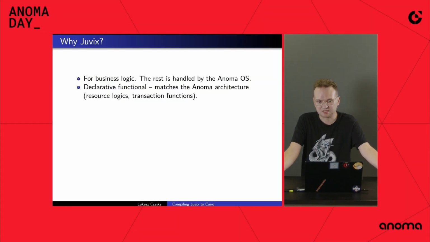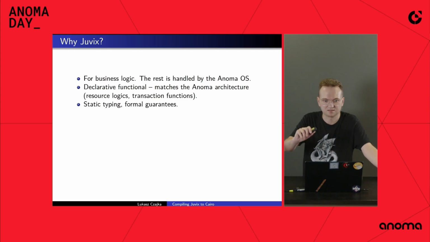Okay, and the idea with the Juvix compiler is that it should be easy to integrate different compilation targets. So why do we need Juvix? The idea is to use Juvix for the business logic in Anoma. Juvix is declarative and functional, which matches the Anoma architecture where we have declarative resource logics, and Juvix is mostly used for those, also for transaction functions that create transactions.